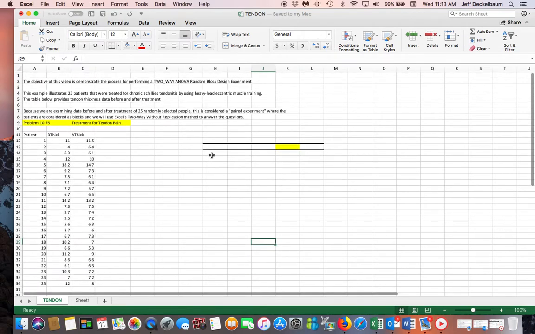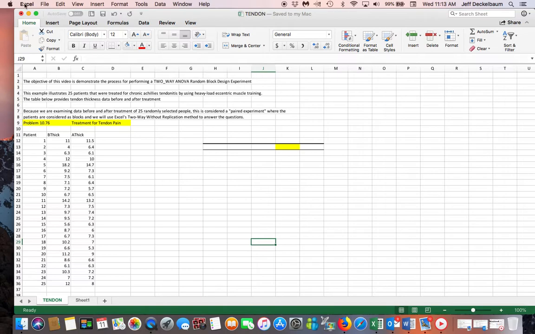In this video, our objective is to demonstrate the process for performing a two-way ANOVA random block design experiment. This example illustrates 25 patients that were treated for chronic Achilles tendonitis by using heavy load eccentric muscle training. The table below provides tendon thickness data before and after treatment.